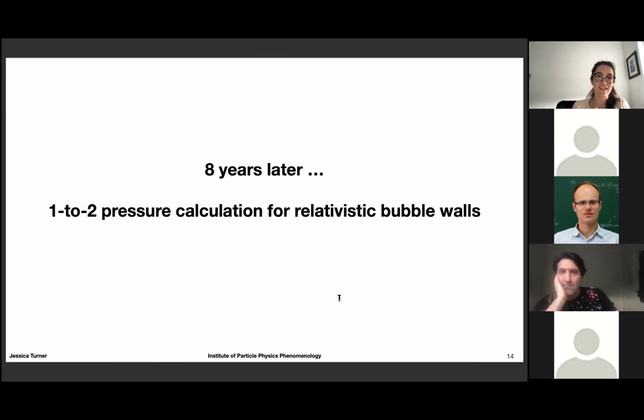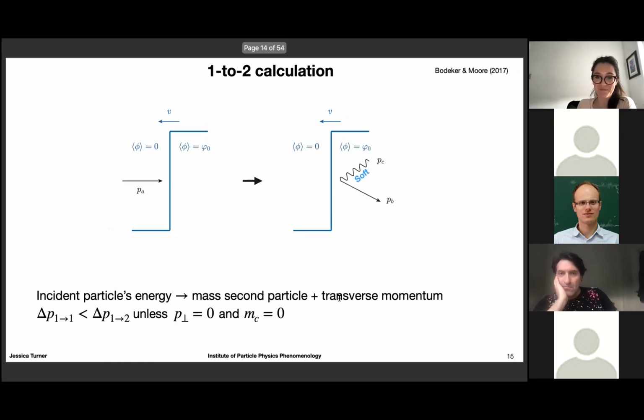However, very interestingly, in 2007, the same authors revisited the calculation and proposed that the 1-to-2 interaction, which we're going to spend a lot of time on, actually is significantly more important than the 1-to-1 interaction. So here's the basic picture. As Akil asked, the wall is infinitely thin and it's rigid in spite of its interactions. This is in the Bodecker and Moore paper. Here the wall's moving to the left.